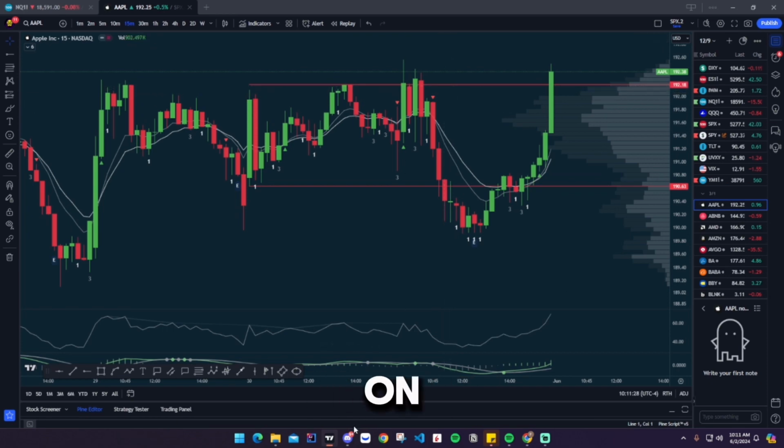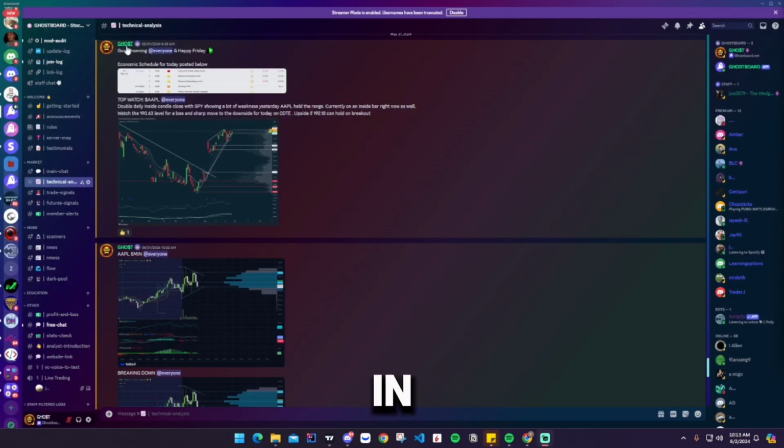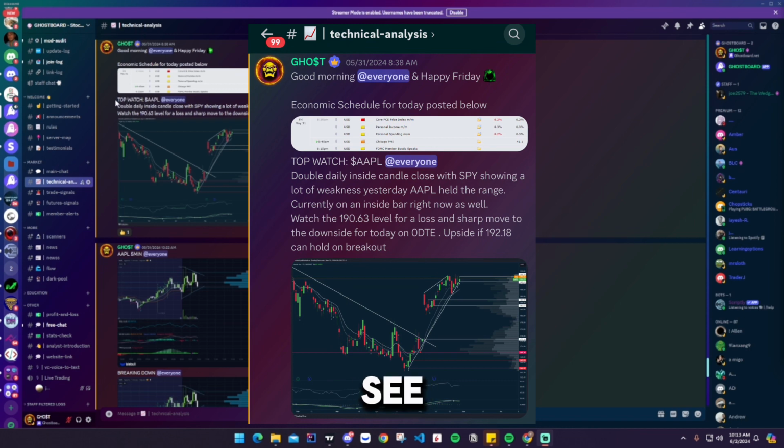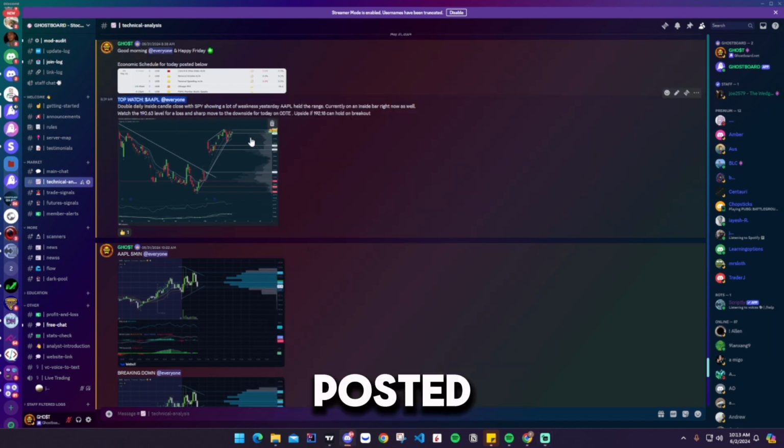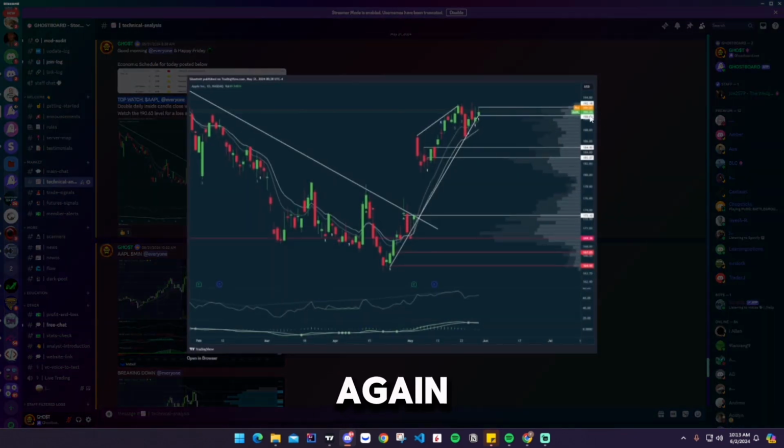So you can see right here on the Discord, Friday morning, I'm fired up in the pre-market analysis and the TA chat. You can see top watch for me was Apple. It was the only chart I talked about all morning long. You see I posted a chart here with the levels. Again, the same exact levels from Thursday high and low marked out on there.